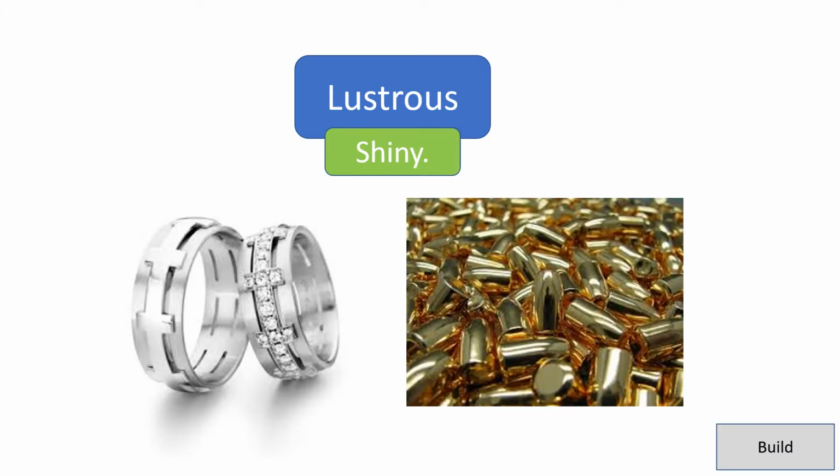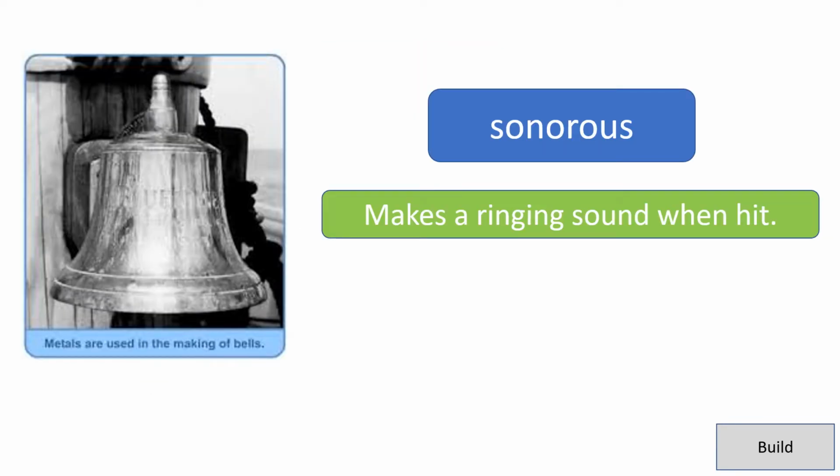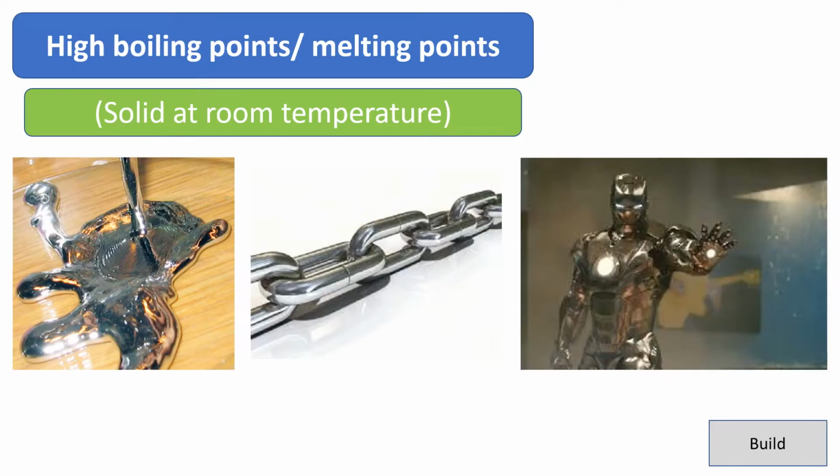You need to know the names of some properties of metals and non-metals. It's worth recognising that they are opposites, so if one is shiny, the other will be dull. I'm going to quickly go through some of these and just make sure you understand which one it is. So lustrous, which means shiny, is metallic. Dull, which is the opposite, is a non-metal. Sonorous, which means it makes a ringing sound when hit, is metallic, and not sonorous would be a non-metal.